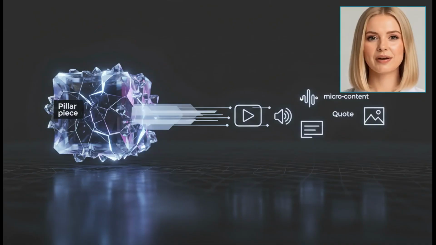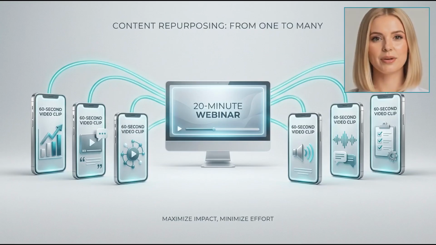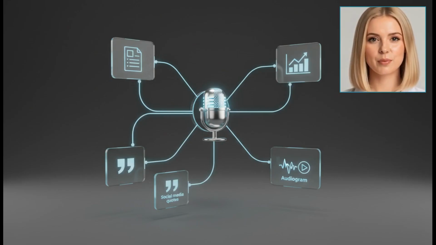Once you have that fantastic pillar piece, the next step is what I call atomization. This is where the magic really happens. We break it down into numerous smaller, micro-content pieces. For example, let's say your pillar is a 20-minute webinar. What I like to see is that single webinar turned into 5 or 6 powerful 60-second video clips for social media. From there, you might find you can write a 10-point summary blog post, design a simple infographic with the key takeaways, create several eye-catching quote graphics for Instagram, and even an audiogram for LinkedIn, all from that one initial effort.